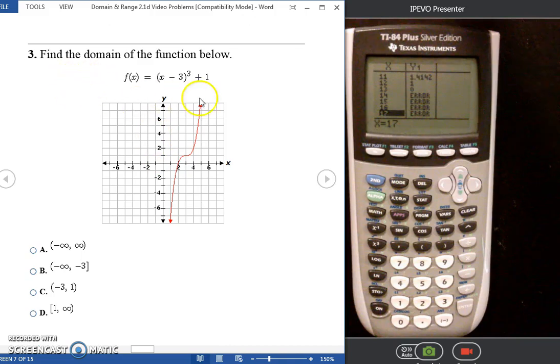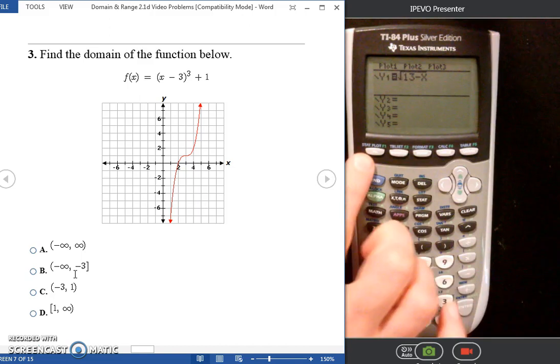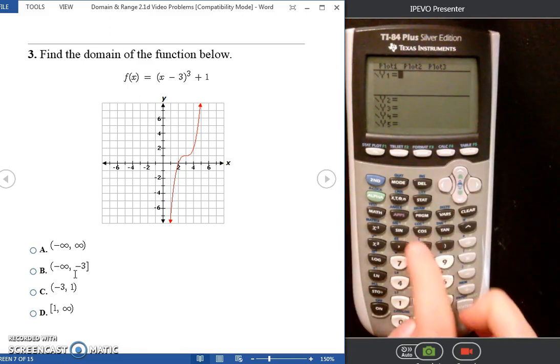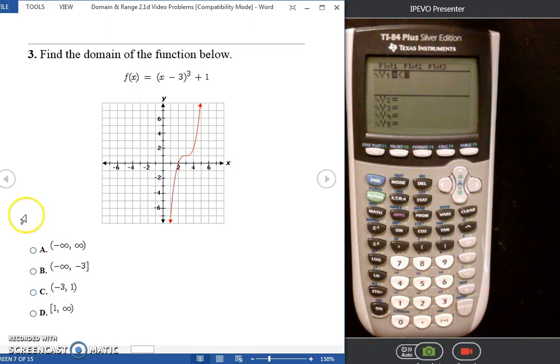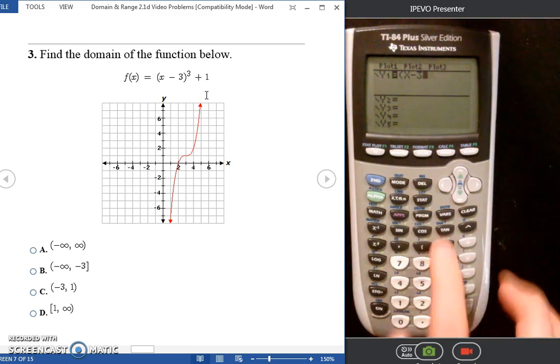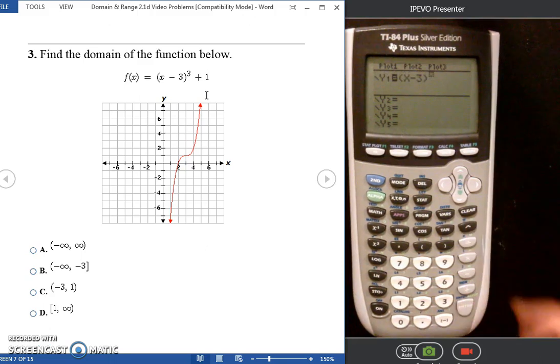So now I'm finding the domain of this function, and you might be able to see it from the graph if you're familiar with how to find domain from a graph. So you might not need to do these steps, but if you need to, it's just the same steps. You're going to go to y equals and clear out the old functions, and then type in this function they have above the graph. So I'm going to type in parenthesis x minus 3 parenthesis, and then I'm going to use this caret button to make an exponent and press the 3.